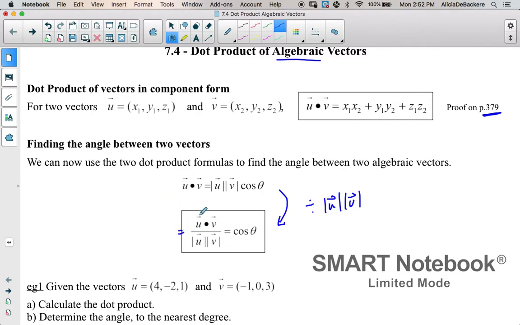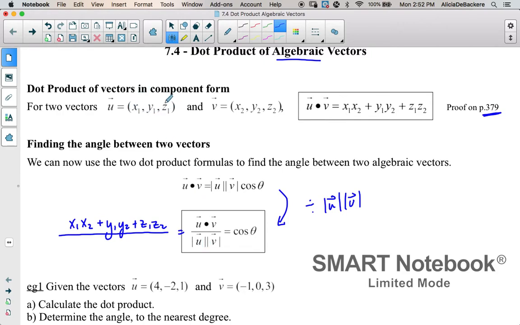But then I would be able to use this form of the dot product formula to come up with my numerator. And then I would divide by the magnitude of each vector.